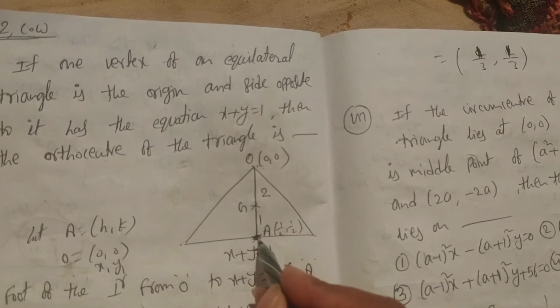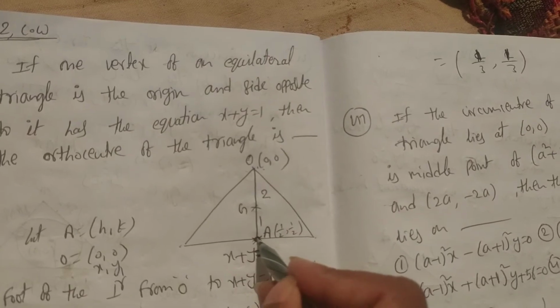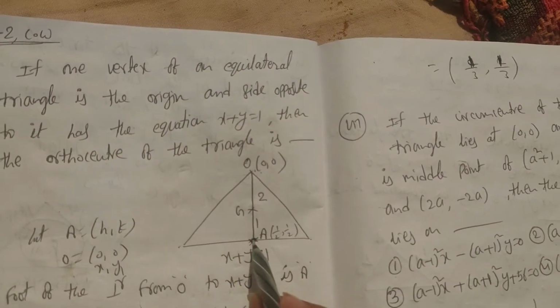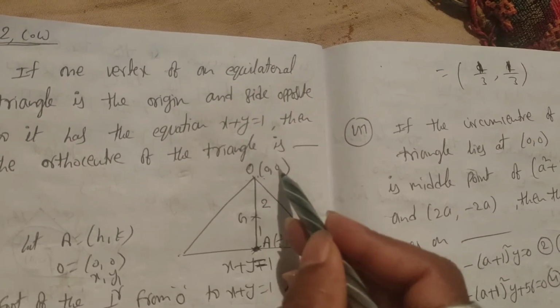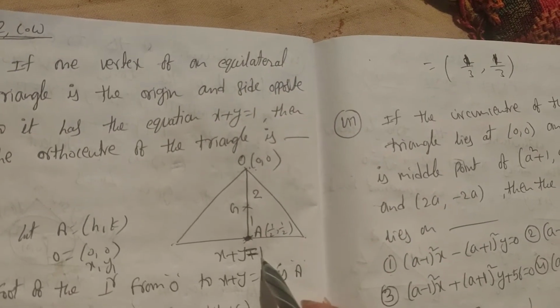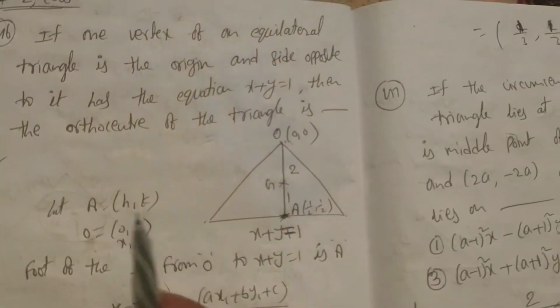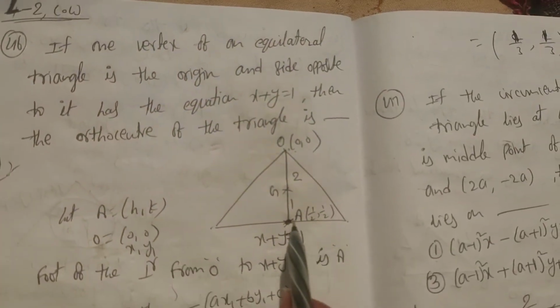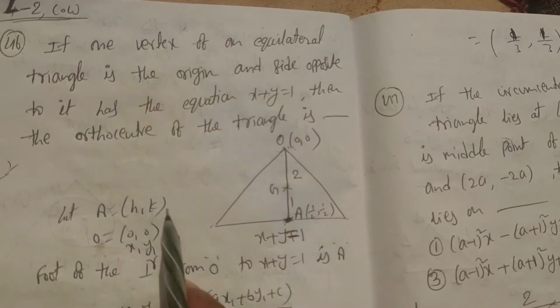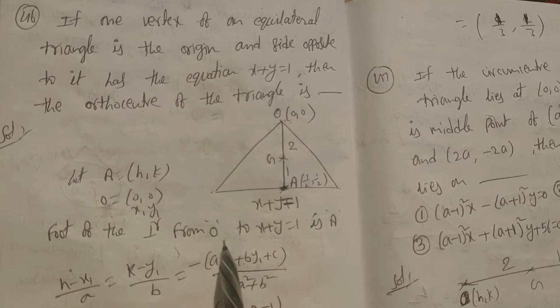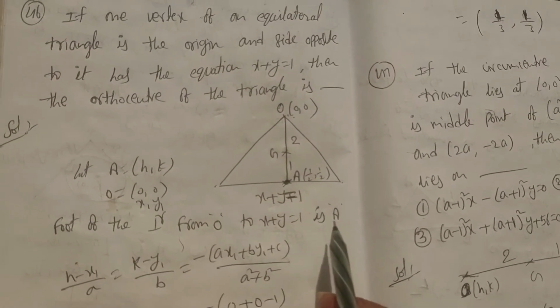Can you find the foot of the perpendicular? Yes. The foot of the perpendicular from the origin to the line x + y = 1, you can find very clearly. Let us take this foot of the perpendicular as (h, k), and the origin is (0, 0).